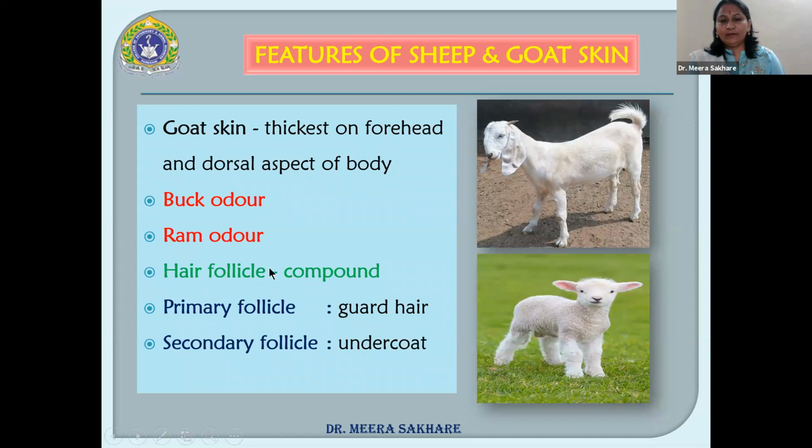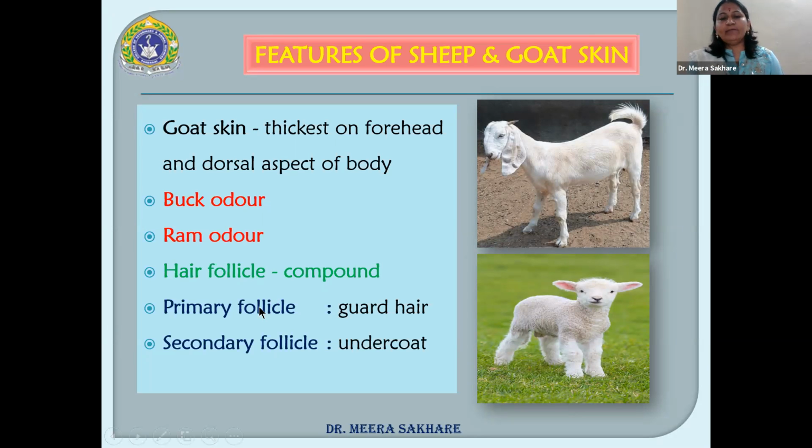Also, regarding the hair follicle, sheep and goats have the compound type of hair follicle, while in dog, cat and equine we find the simple type of hair follicle. So whenever there is hair loss, at that time a bunch of hairs can be found in sheep and goat due to the presence of the compound type of hair follicle.